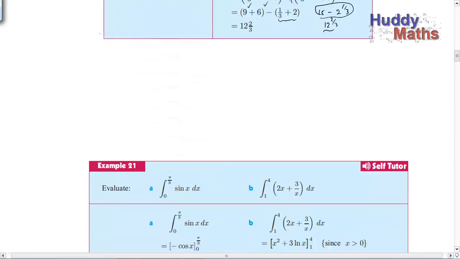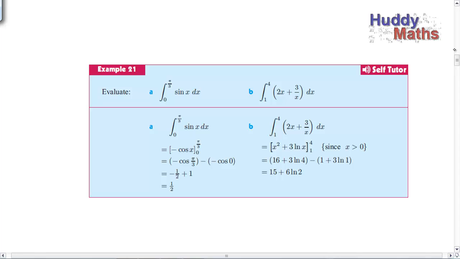Let's come down then and have a look at another one. We're going to go right through a group of functions so you feel comfortable with them. Integral from 0 to pi on 3 of sine x. Let's do that one. State the problem. Get the antiderivative of sine, which is neg cos.